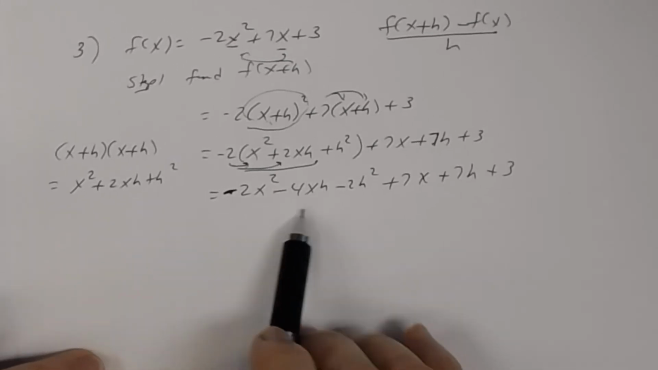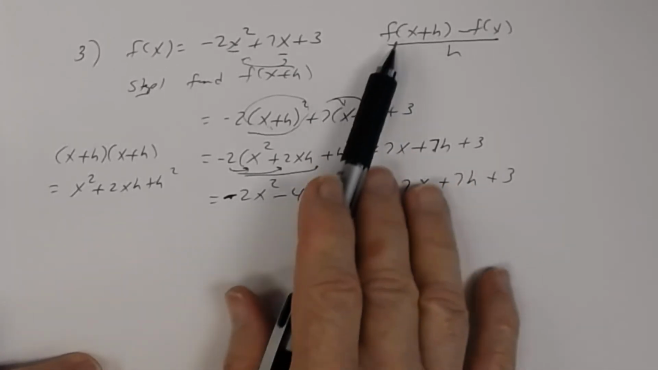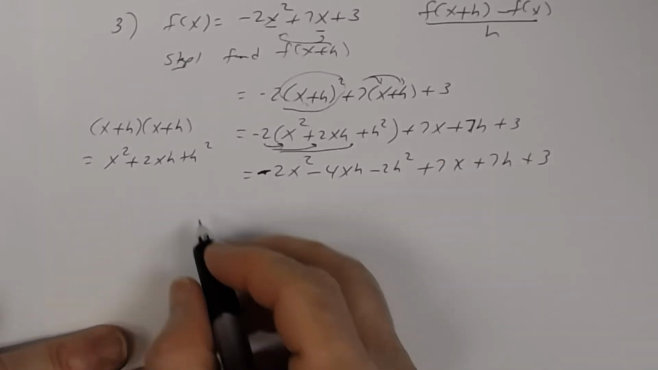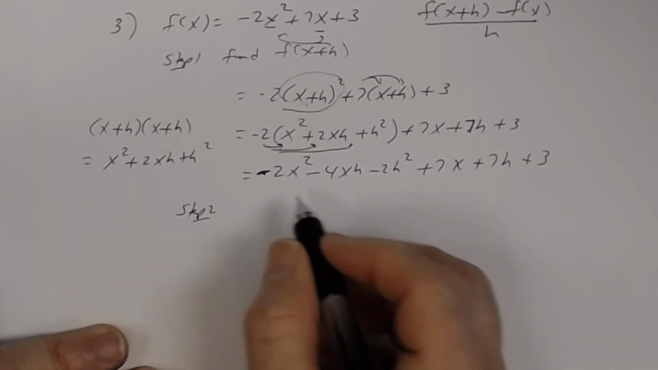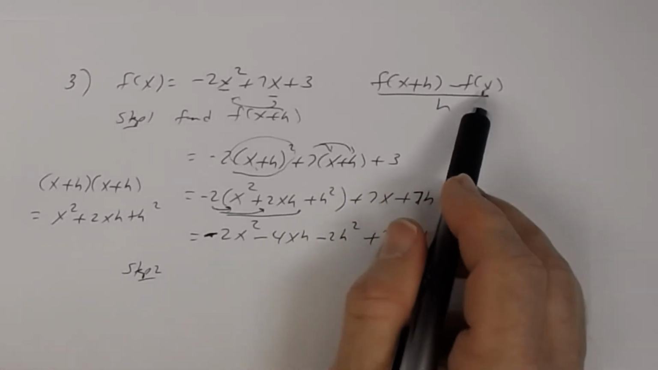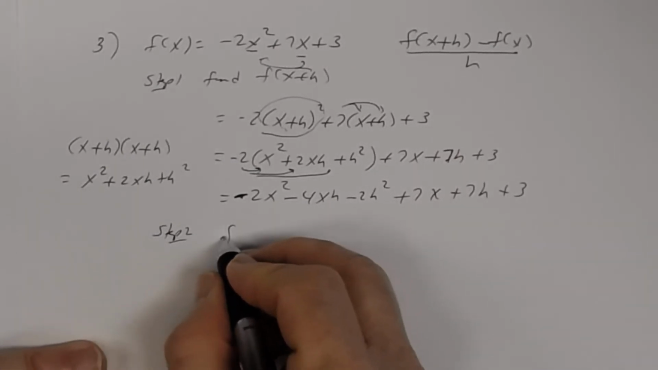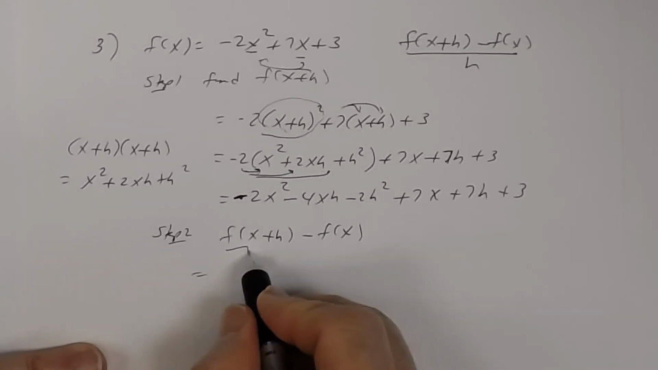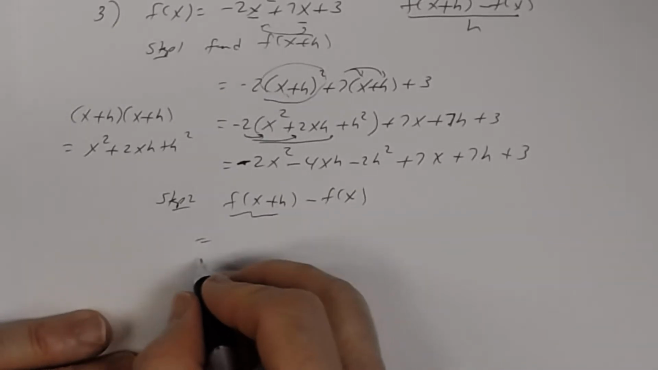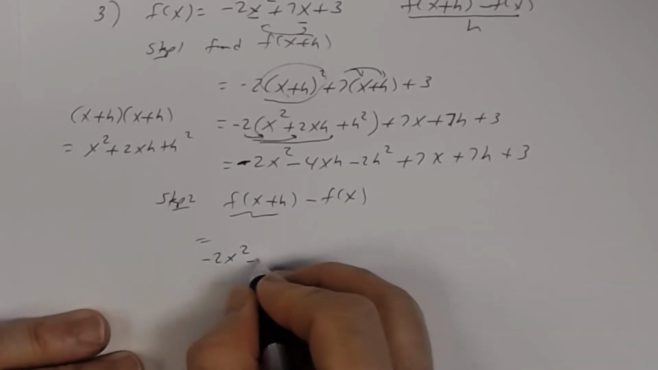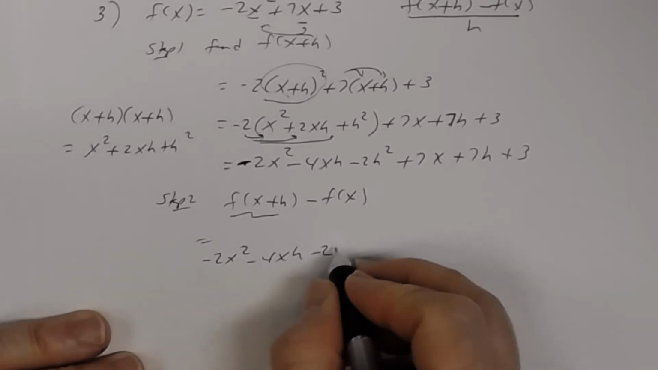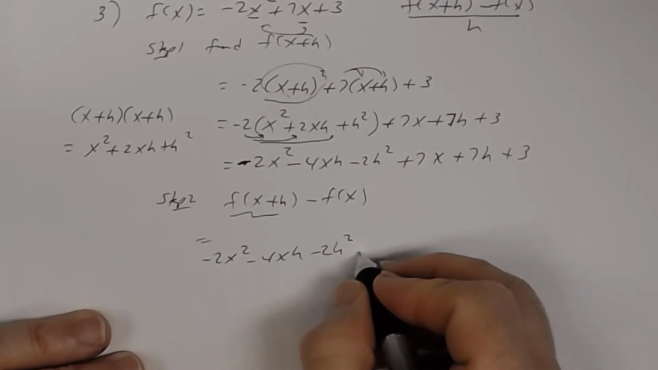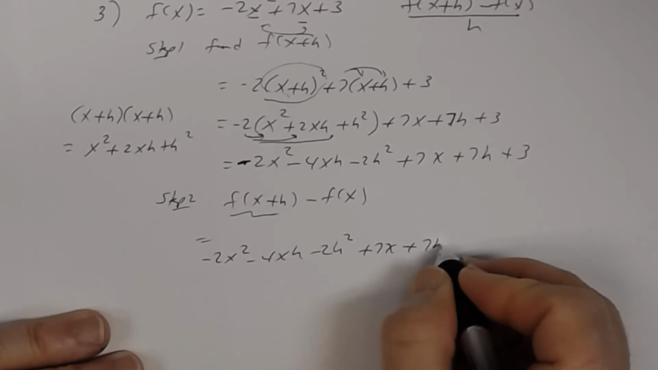Okay, so that was step 1. So that's just this part of the numerator. Now we're going to find the numerator. So step 2, you're going to say f of x plus h minus f of x. So we already found step 1, so that's this. So I'm just going to go ahead and rewrite it. Negative 2x squared minus 4xh minus 2h squared plus 7x plus 7h plus 3.